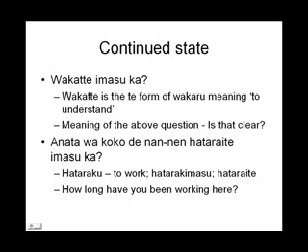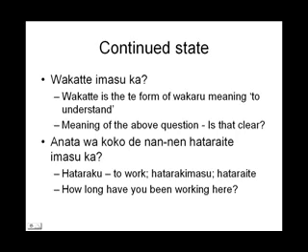A third useful application of te form is to describe a state rather than an action. The first sentence reads, Wakatteimasu ka? This is a question. Wakatte is the te form of wakaru, which means to understand. You have seen applications of wakarimasu and wakarimashita in earlier lessons. Wakatteimasu means understanding. Wakatteimasu ka actually means, is that clear?